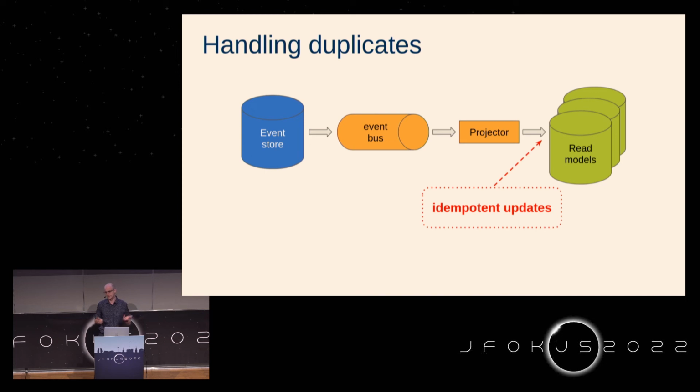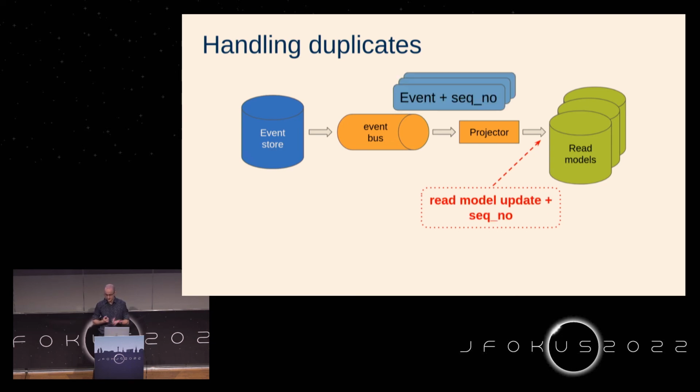And how to handle this? Well, the easiest solution is to have idempotent updates. So in this case, consuming the same event twice will not change anything. And this is super cool, although some projections are not idempotent by definition. So let's say we are calculating an average, then processing the same event twice will corrupt the results. And in this case, we need to achieve something called effectively once delivery, or basically deduplication.